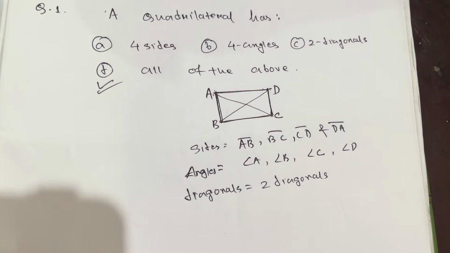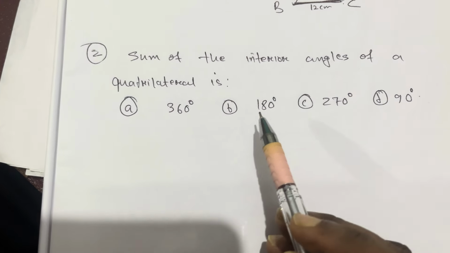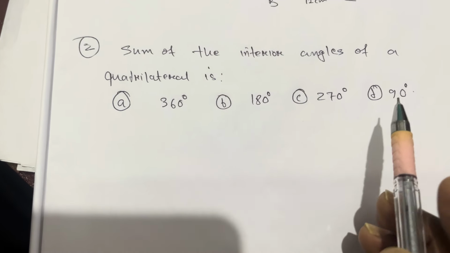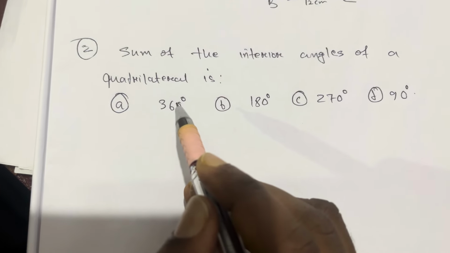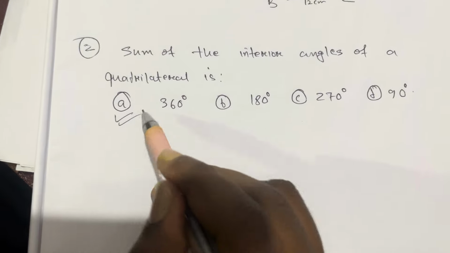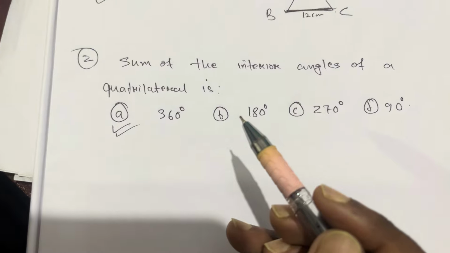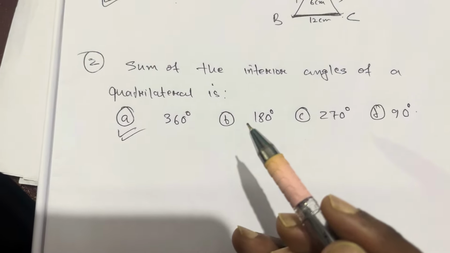Okay. The sum of the interior angles of a quadrilateral is 360, 180, 270, or 90 degrees. This is very easy. The sum of the four angles of a quadrilateral is 360 degrees. So let's remember: the sum of the interior angles of a quadrilateral is 360 degrees.